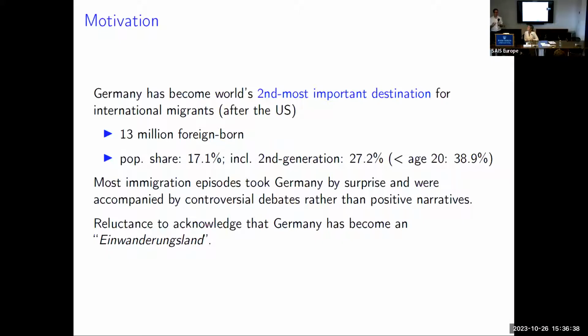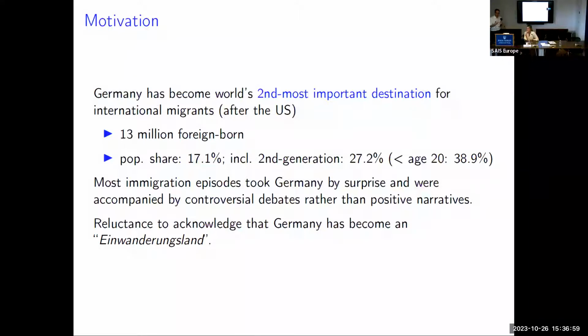And so one thing that's maybe interesting about Germany is that part of this debate was always a bit negative in Germany. And part of it was negative because people didn't expect migrants to arrive. So the country, in some sense, was not prepared. So there was a reluctance to actually acknowledge that Germany has become what we in German call Einwanderungsland, immigration country, for a long time.